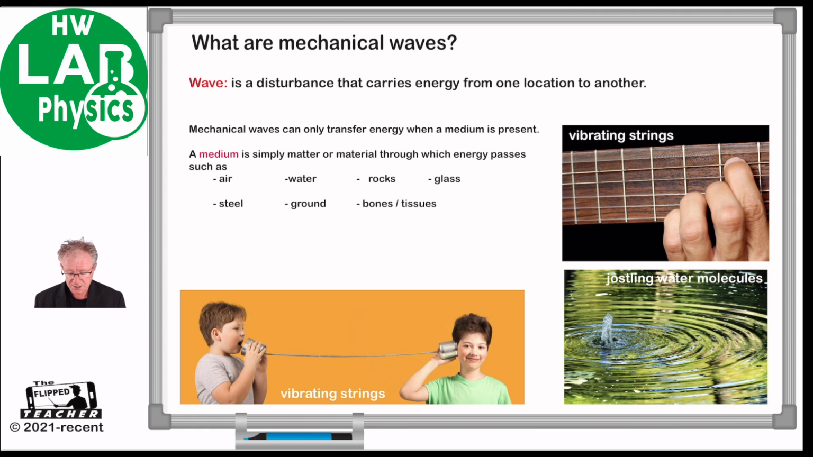Waves are basically disturbances that carry energy from one location to another. Here you can see pictures of common everyday examples of mechanical waves. We've got a guitar string here. You can see that the string is vibrating, going up and down, and that vibration is a mechanical wave.